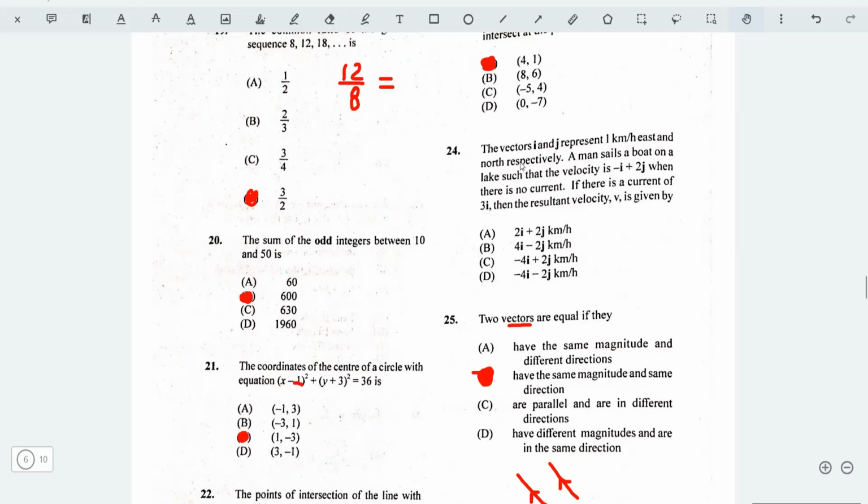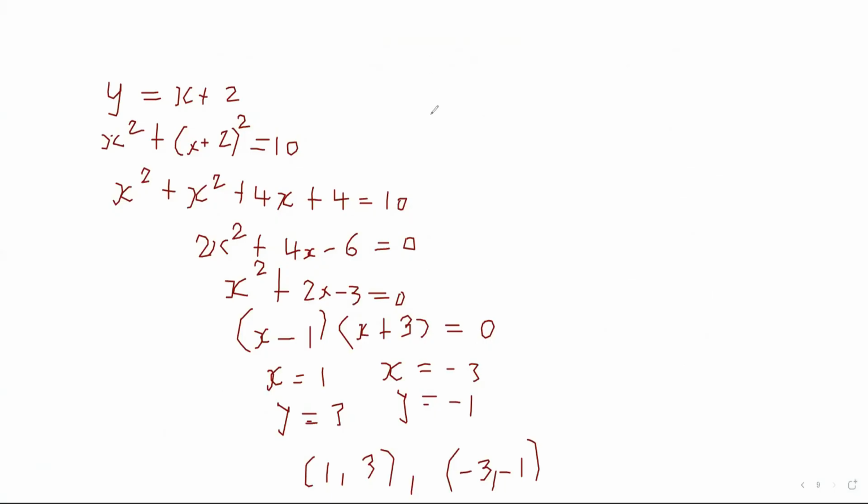So moving right along, it says two vectors i and j represent 1 kilometer east and north respectively. A man sails a boat on a lake such that the velocity is minus i plus 2j and there is no current. If the current is 3i, then the resultant vector is. So let me put it on a little graph so we can see what's going on. I'm going to use i and j as my axis. This is i, and this right here is j.